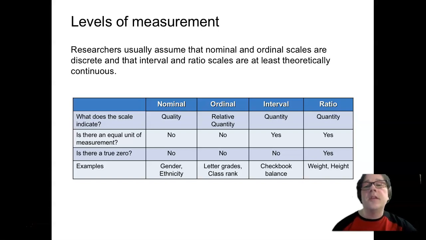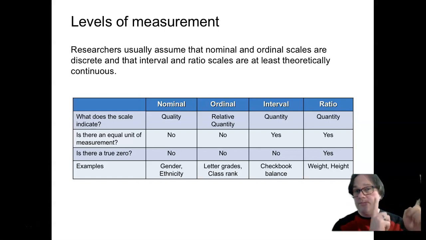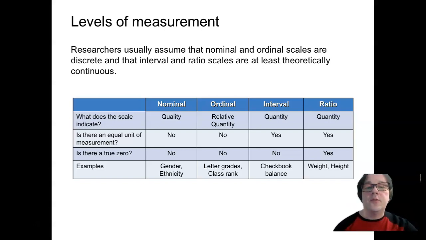With the interval scale, what does the scale indicate? It indicates quantity. How much of this variable is there? Is there an equal unit of measurement? Yes. So the difference between a 1 and a 2 on an interval scale is the same as the distance between a 2 and a 3, and a 3 and a 4, and so on and so forth. Is there a true 0? No. In an interval scale, the 0 is pretty arbitrary. It does not necessarily mean a complete lack of that variable. And we see that with things like temperature, right?